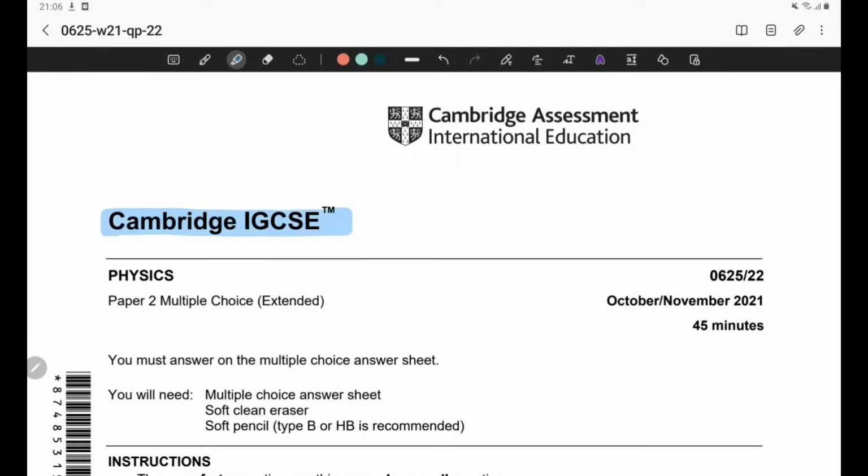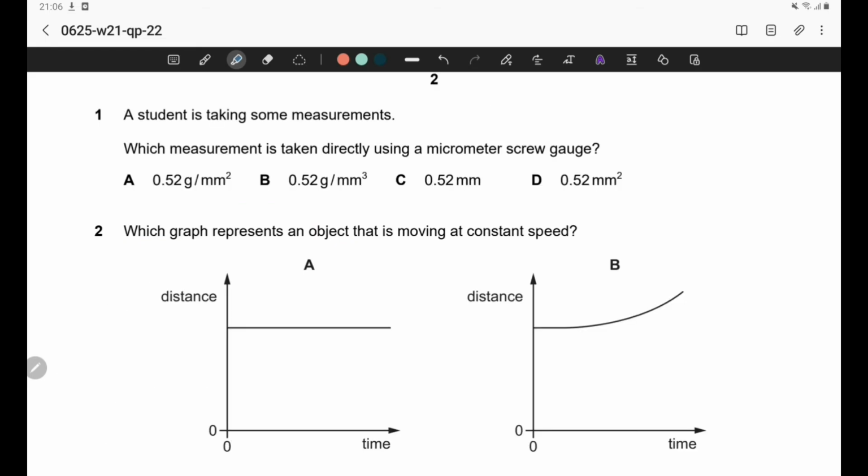Cambridge IGCSE, October-November 2021, 0625 Physics Paper 22. Question 1. A student is taking some measurements.